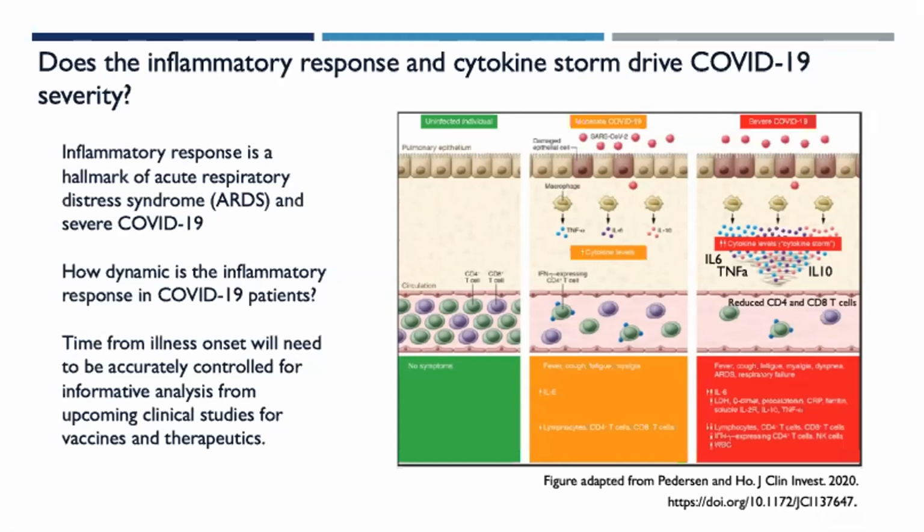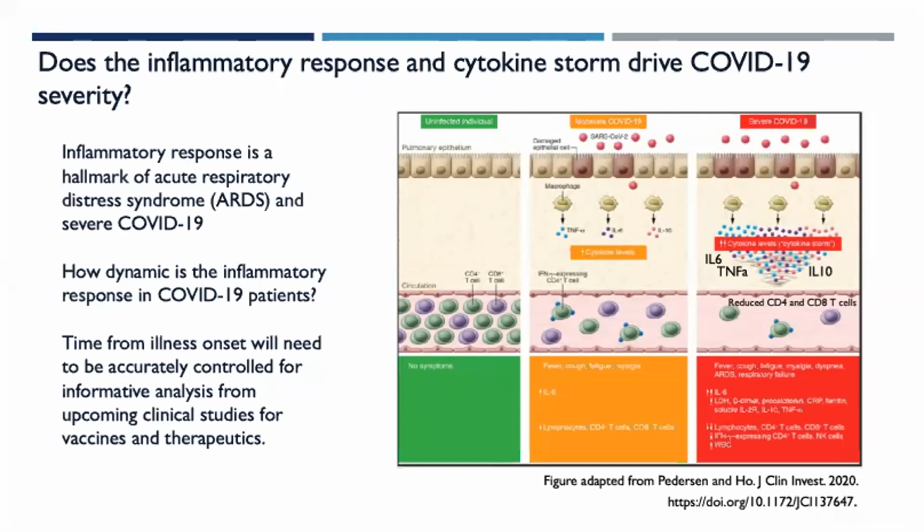Right at the start of the pandemic, the question on everyone's minds was whether or not the inflammatory response and cytokines were key drivers in COVID-19 severity. You'll see in this figure, which nicely summarizes uninfected, moderate, as well as severe COVID-19, adapted from a review by Patterson and Ho, which was published in the Journal of Clinical Investigation.